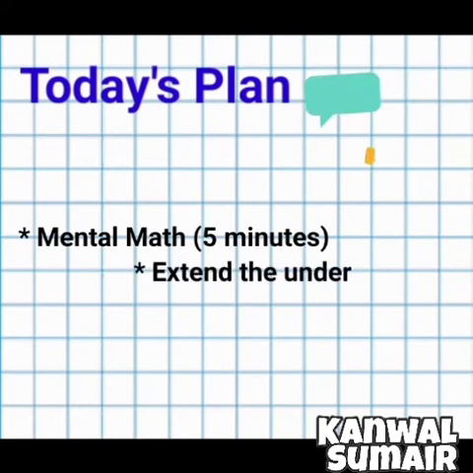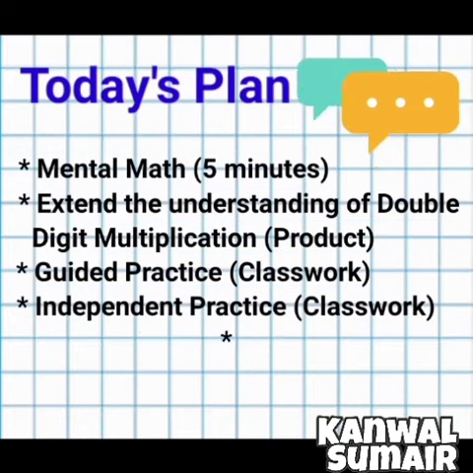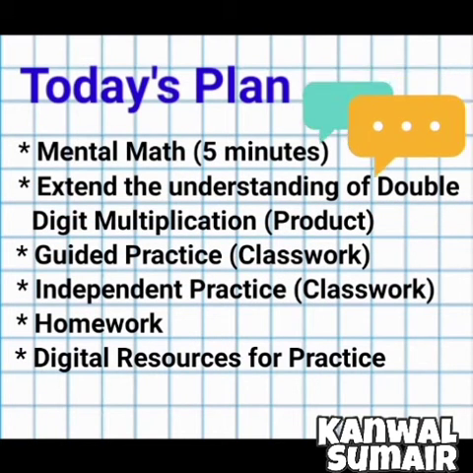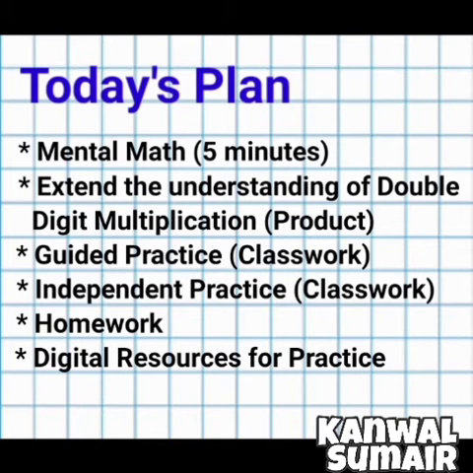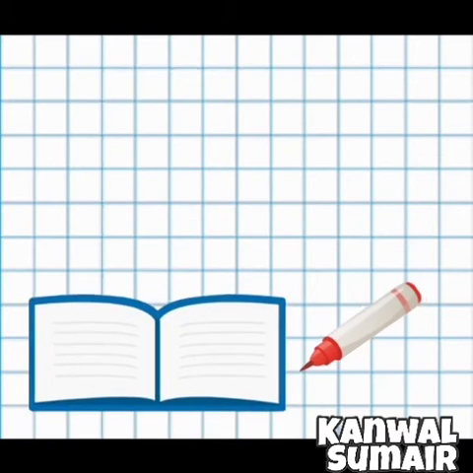Let's see today's plan. We are going to start with 5 minutes mental math. After it, you are going to extend the understanding of double digit multiplication by knowing what is product. Then, two sums will be solved as guided practice, while two sums will be given to you to solve on the spot as an independent practice. Then, homework will be shared and digital resources will be recommended. You need to have SPMG 3, math exercise book and stationery.